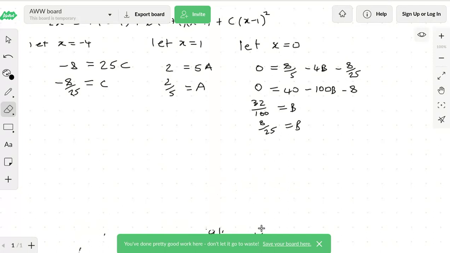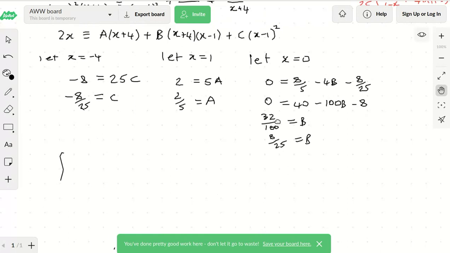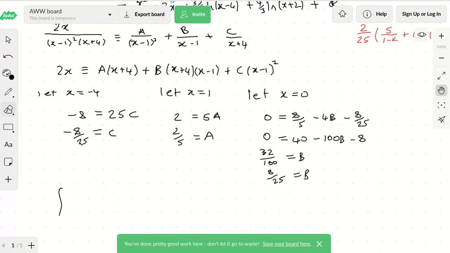Okay, so we're now in a position, we hope, where we can integrate this thing. We know that we're really going to be integrating 2/5 x minus 1 to the minus 2, and then plus 8 25ths of 1 over x minus 1, minus 8 25ths of 1 over x plus 4, with respect to x. And now I can actually integrate that.